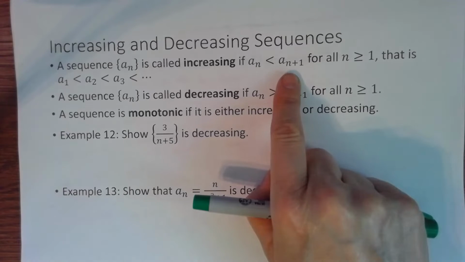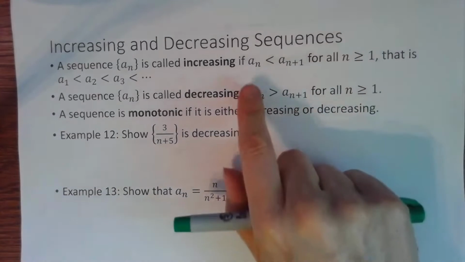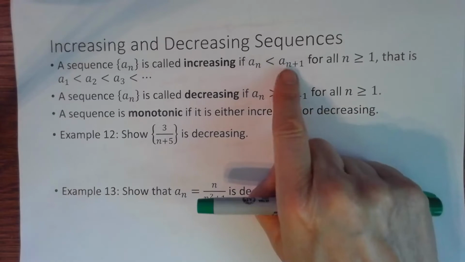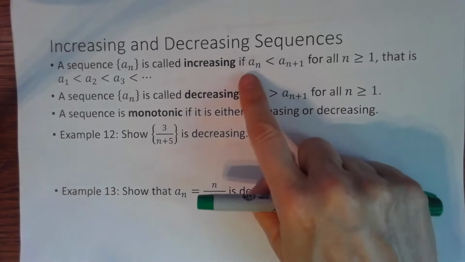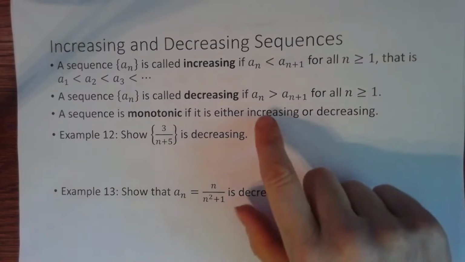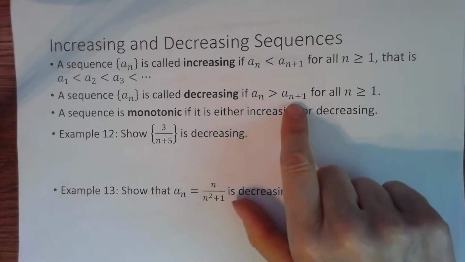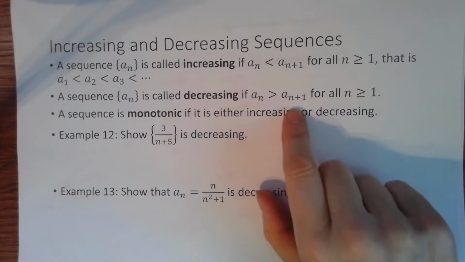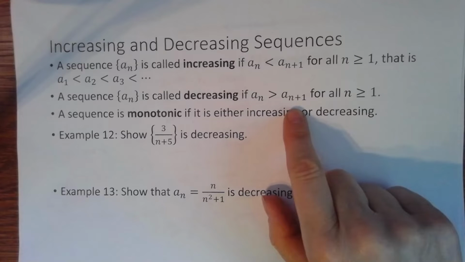So a sequence like 2, 4, 6, 8, 10, and so on would be increasing because 2 is less than 4, 4 is less than 6, 6 is less than 8, 8 is less than 10, 10 is less than 12. So that's increasing. Decreasing is if every term is greater than the one that comes after it. If we were doing 100, 99, 98, 97, each term is larger than the one that comes after it.